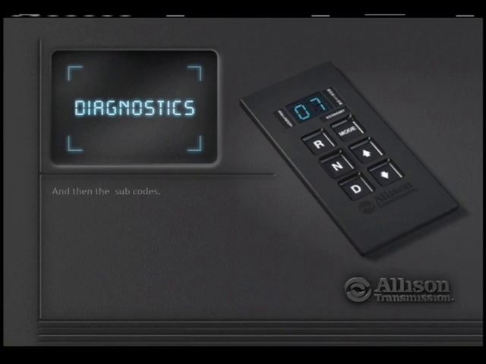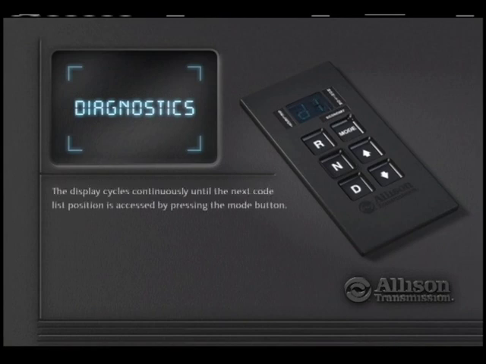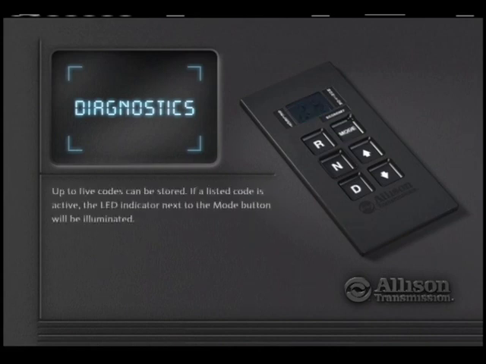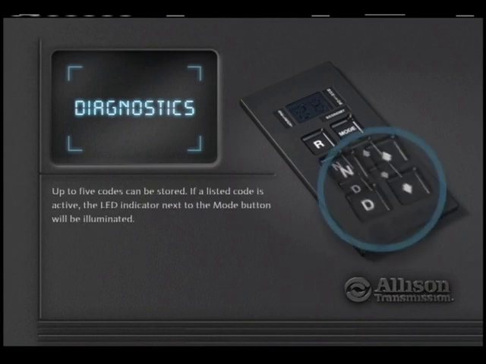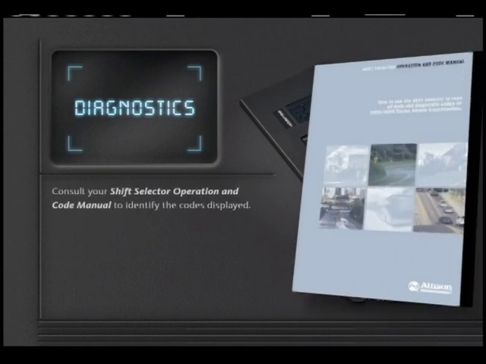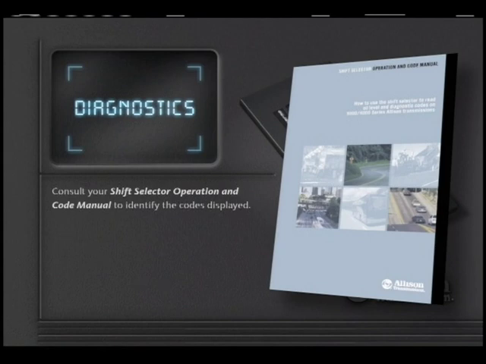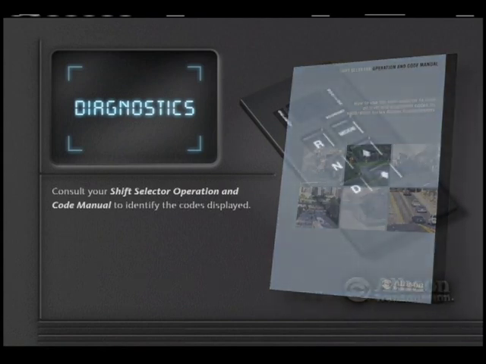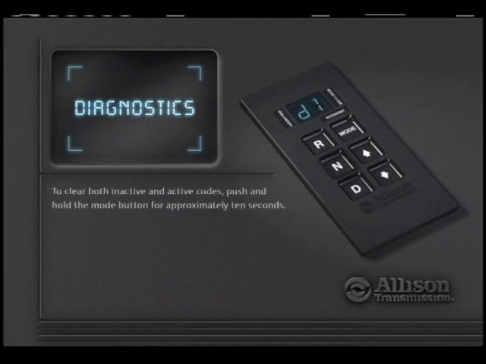The display cycles continuously until the next code list position is accessed by pressing the mode button. Up to 5 codes can be stored. If a listed code is active, the LED indicator next to the mode button will be illuminated. Consult your shift selector operation and code manual to identify the codes displayed. To clear both inactive and active codes, push and hold the mode button for approximately 10 seconds. The LED indicator flashes when the code clears.